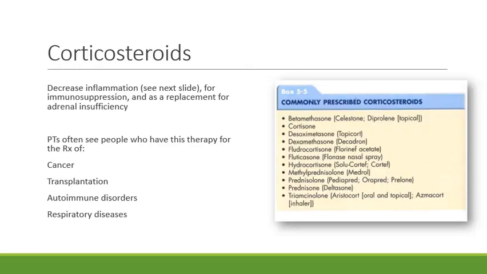Okay, let's talk about corticosteroids here. Corticosteroids decrease inflammation. They're used for immunosuppression and as a replacement for adrenal insufficiency. Adrenal insufficiency occurs when our adrenal glands don't make enough of the hormone cortisol. The primary disease here is Addison's disease. Fortunately, it's rare. It's when the adrenal glands don't make enough cortisol and aldosterone.